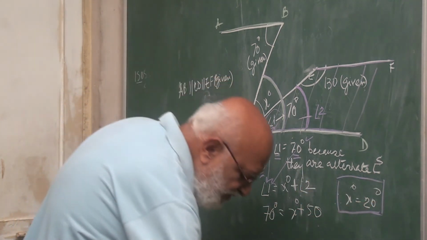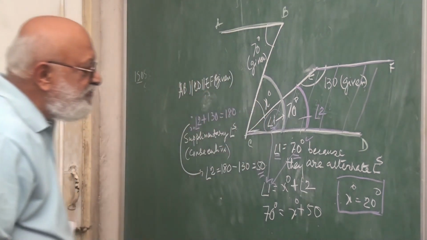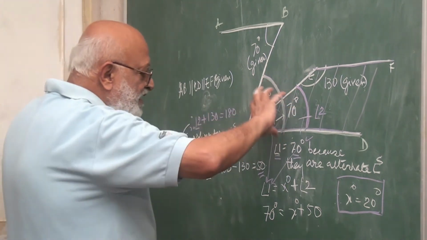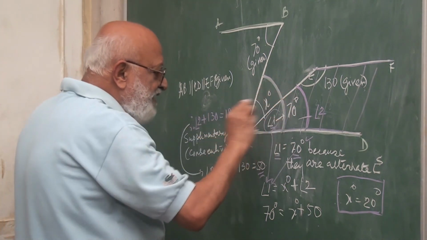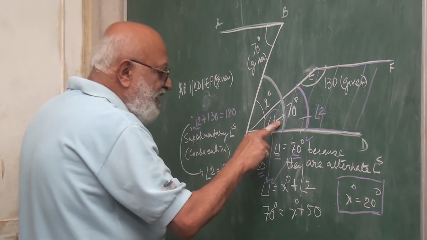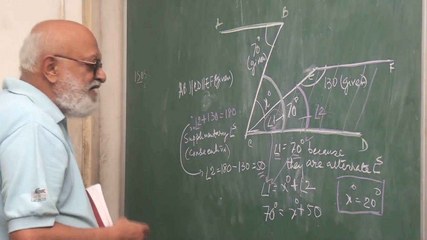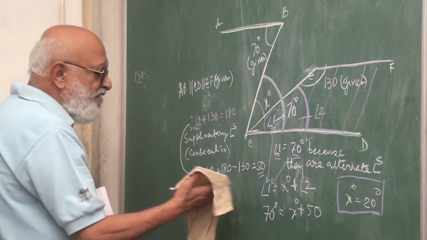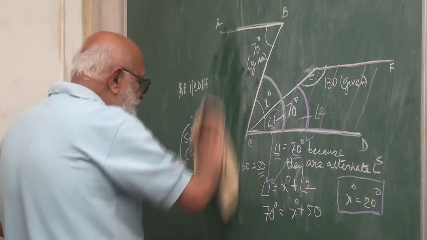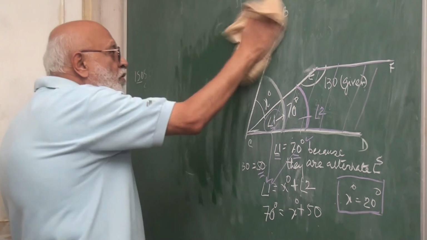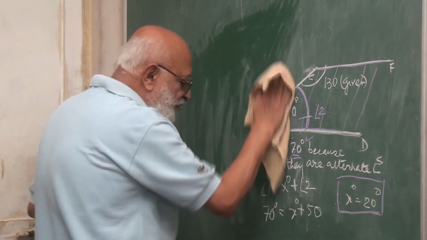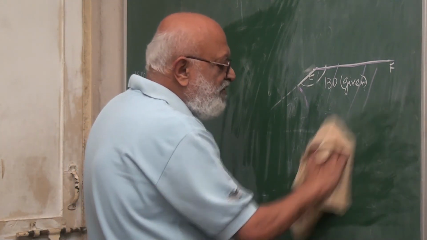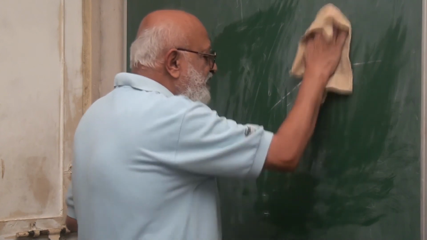So this problem is over. There should not be any confusion. Confusion can arise in this because they are within one another. So which one you are using as angle 1 and which as angle 2 must be clear in your mind in order to arrive at these equations. Okay, I will take a few more problems and then we will go to angles of a triangle.